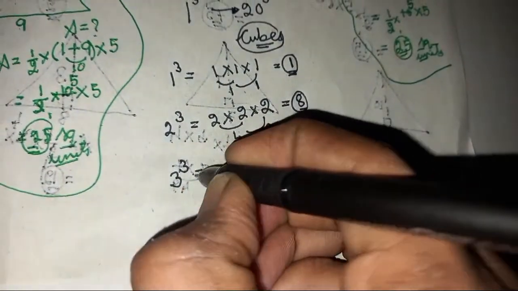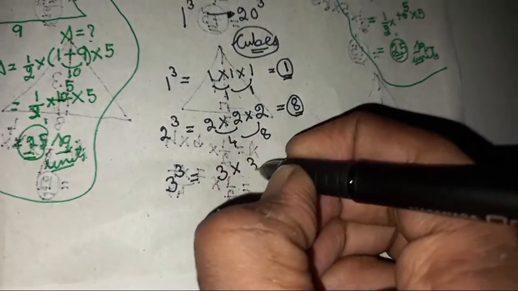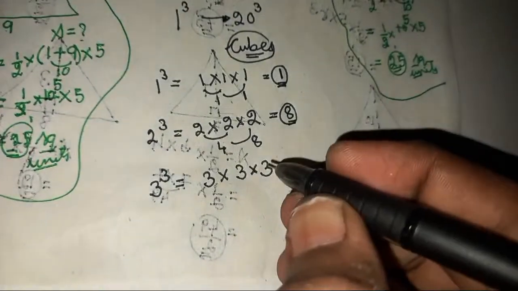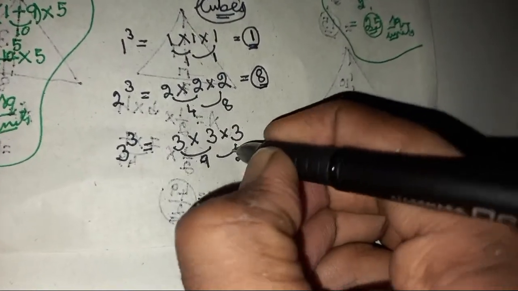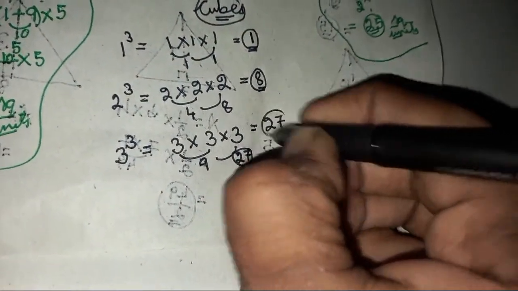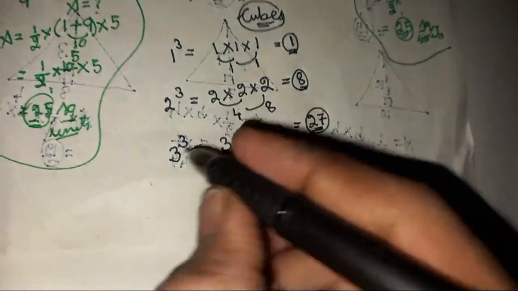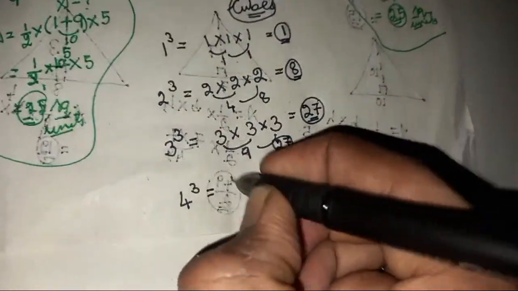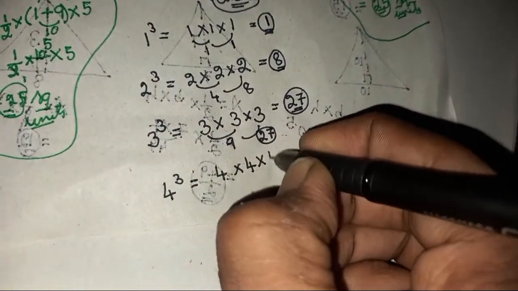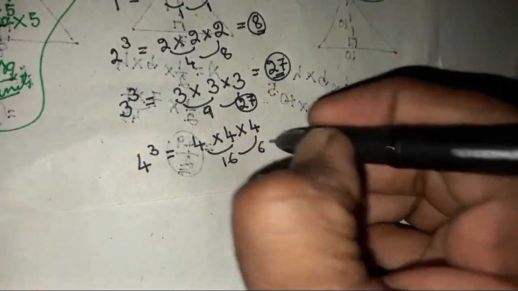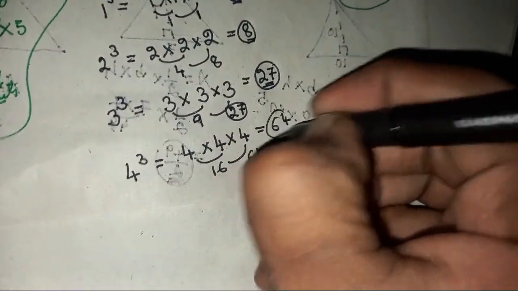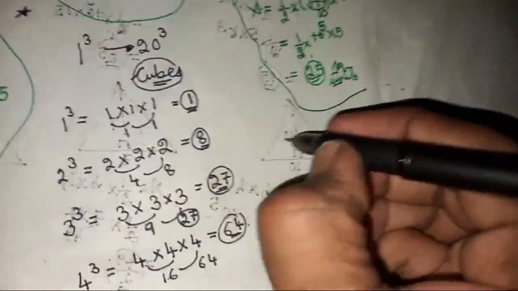And 3 cube, that is 3 times 3 times 3. Here 3 times 3 is 9, 9 times 3 is 27, so it is 27 units. Let's do 4 cube, that is going to become 4 times 4 times 4. 4 times 4 becomes 16. 16 times 4 is 64. It is 64 units.